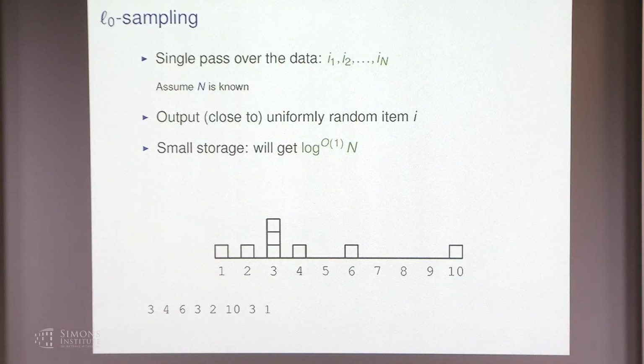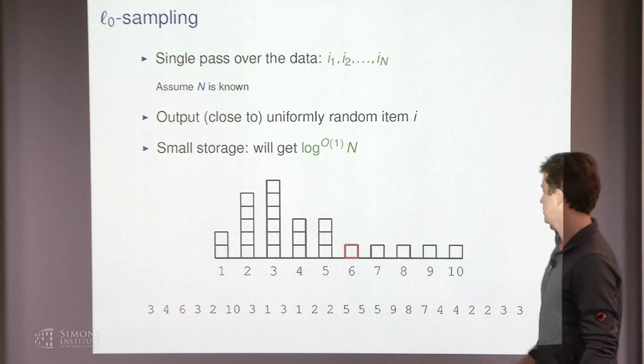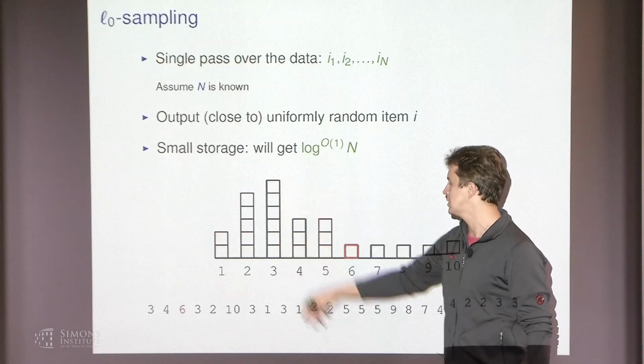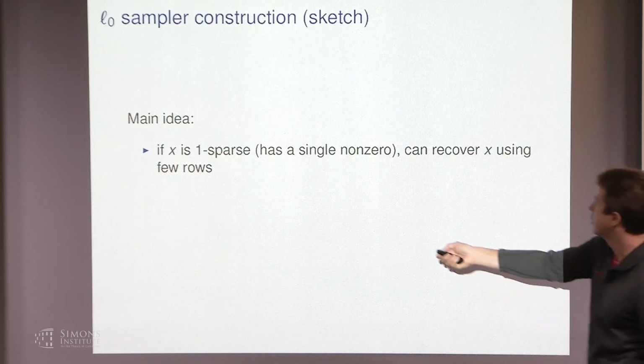So basically, we want to take a sketch that allows us to scan a stream, and at the end of the day, choose one of the elements of the support uniformly at random and not be biased towards the ones that appeared very often. How do we construct such linear sketches? The main idea is quite simple.